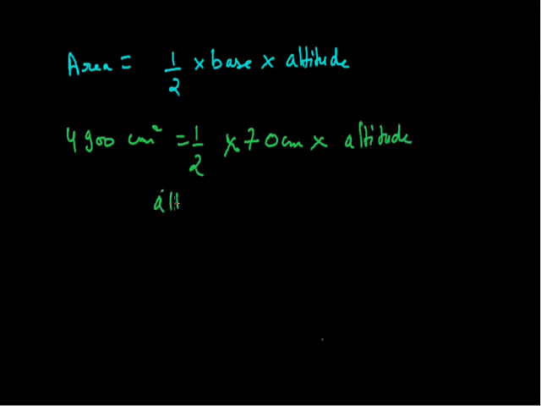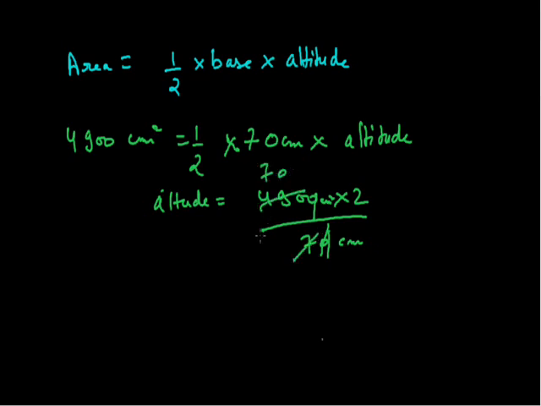So altitude will be equal to 4900 into 2 whole upon 70 centimeter. So 0 will get cancelled by 0. 7 will cancel 49 7 times. So it will be equal to 140 centimeter.